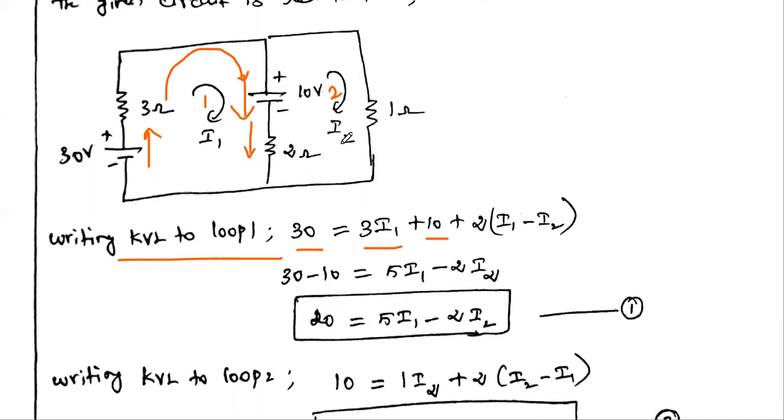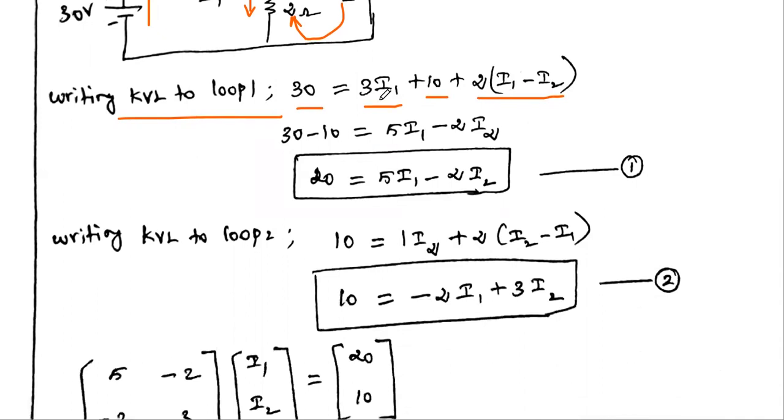I1 current is flowing like this. I2 current is flowing like this. So the two currents are flowing in opposite direction. Okay. So that's why the current flowing through this 2 ohm resistor is I1 minus I2, and the voltage drop is 2 into (I1 minus I2). So this is the KVL equation for loop 1.